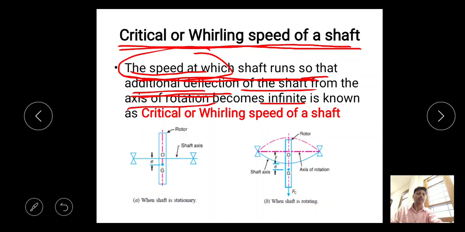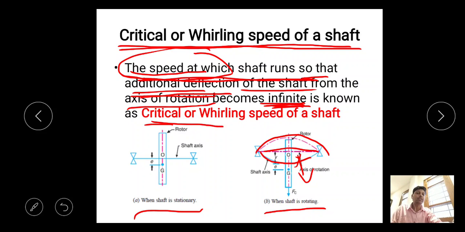You can see here, when a shaft is stationary, there is a shaft here and there is a rotor or a plate. Now when it starts rotating, it will move like this. This is the axis of the shaft. From the axis of the shaft, there is a deflection which becomes infinite. The speed at which it becomes infinite is called the critical or whirling speed of a shaft.